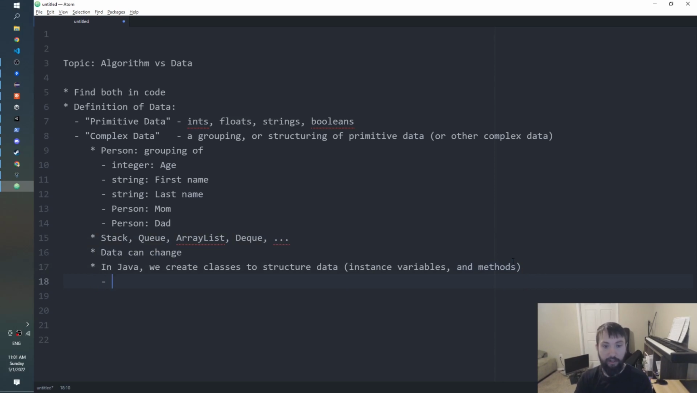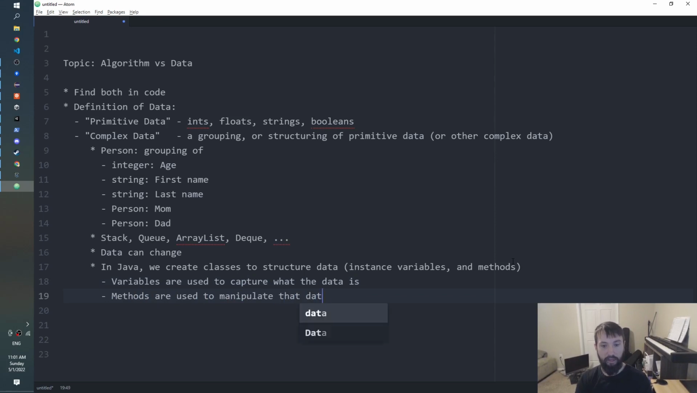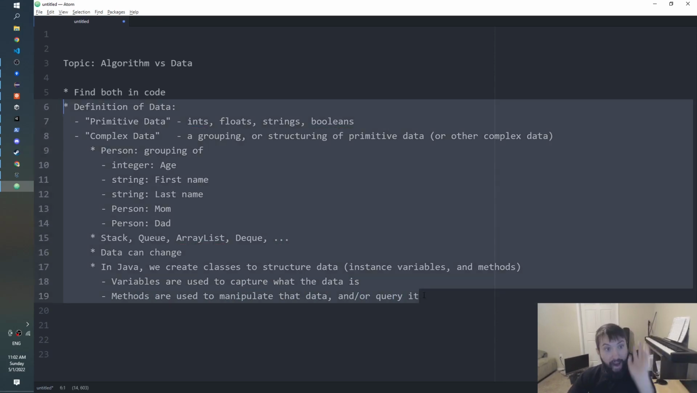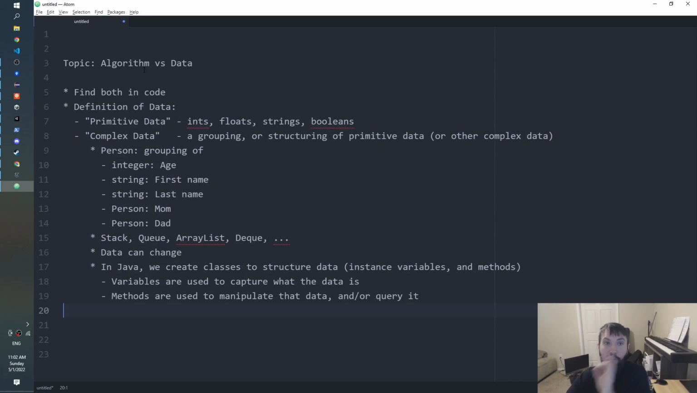So I will say in Java, variables are used to capture what the data is, and methods are used to manipulate that data and/or query it. Okay, so that's just data, but algorithms and data are related to each other, so it's kind of hard to understand one without the other. So let's see if we can get a good definition of what an algorithm is.